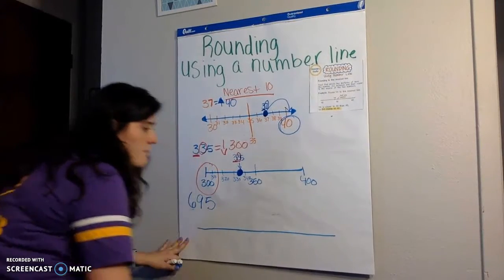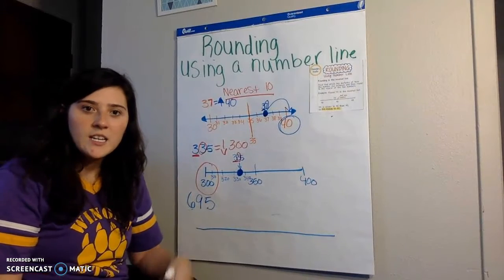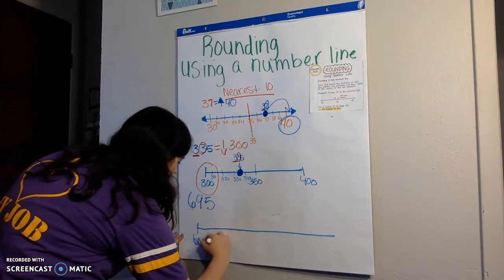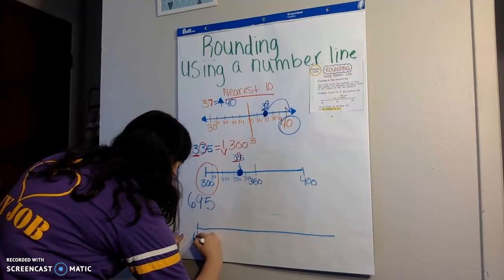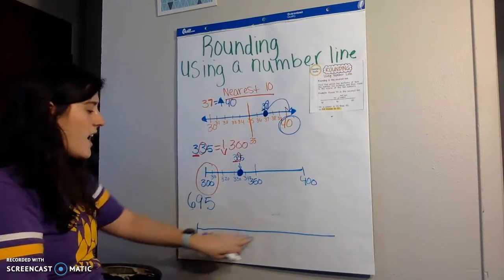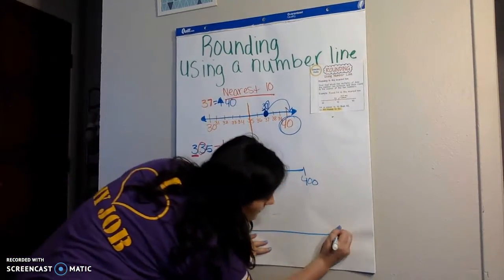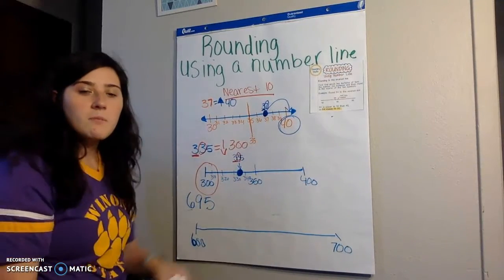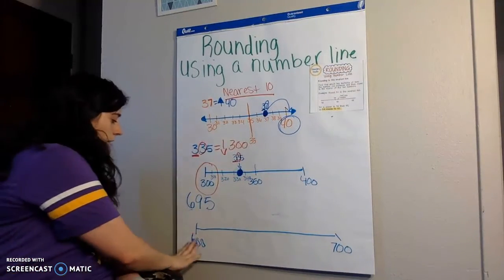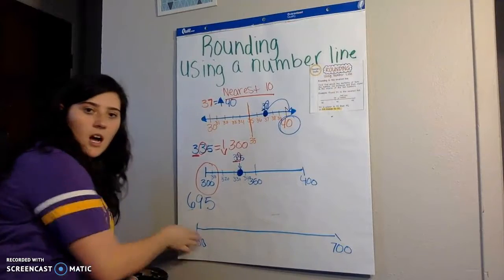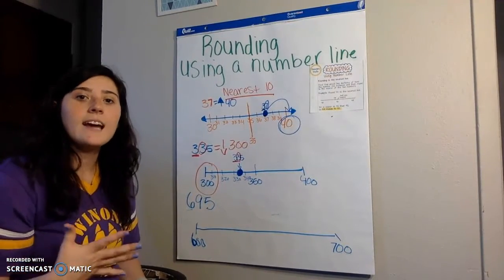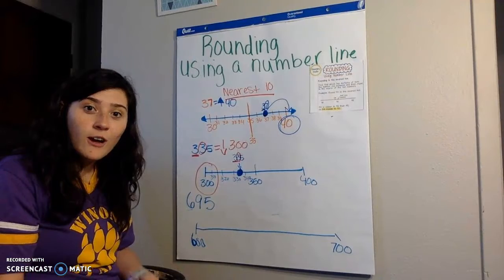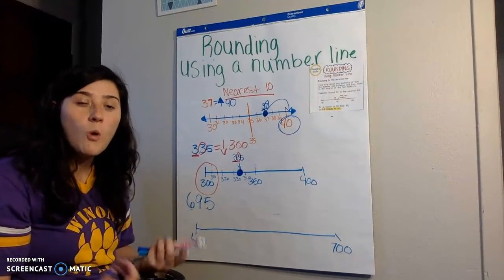First step, draw my number line, figure out my hundreds. So my very first 100 is going to be 600. If I add 100 to 600, that's going to bring me to 700. So there we go, I've labeled my hundreds on my number line. Now my next step is to find that halfway point.